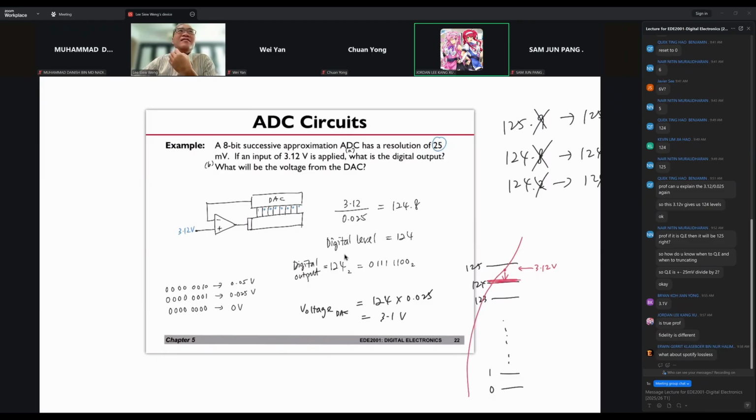Spotify lossless also depends, because no matter what, at the end of the day, digital is still digital. Correct. For lossless, you must see what format you're using, FLAC or WAV. WAV, no matter what, is still better.